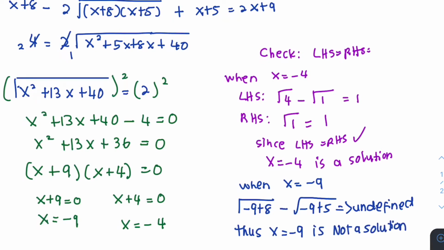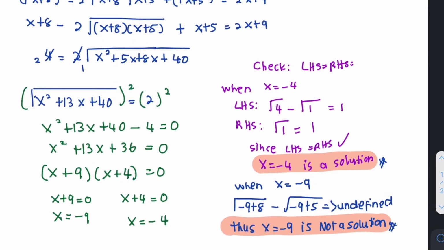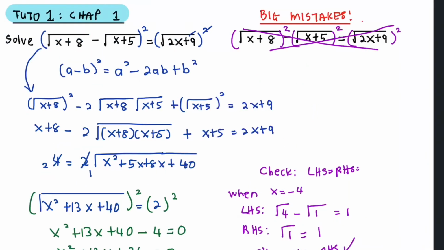So again, you have to conclude both answers. So this is the answer. Okay, I think that's all. Just remember once again that you cannot make this mistake. Alright, you cannot square term by term. For sure you will get a wrong answer.